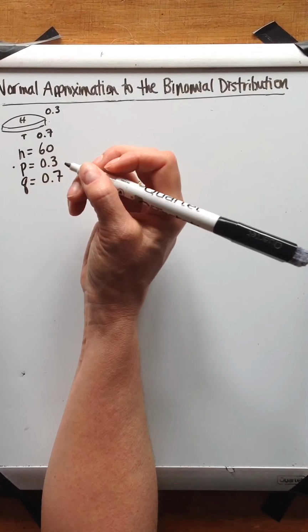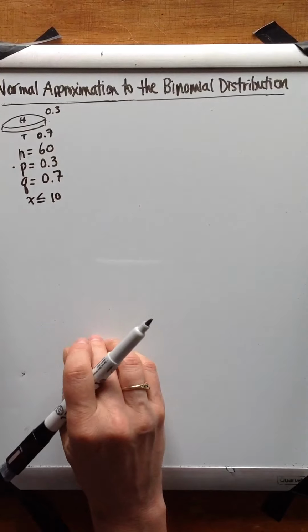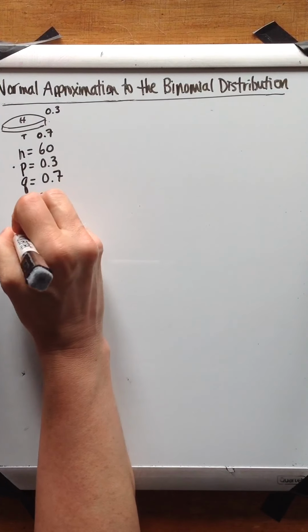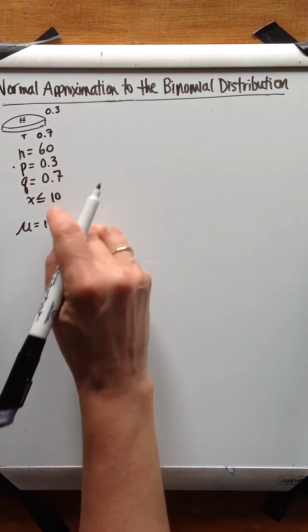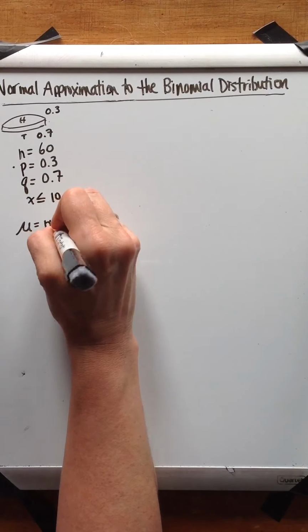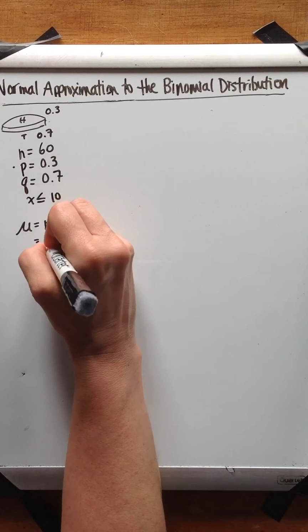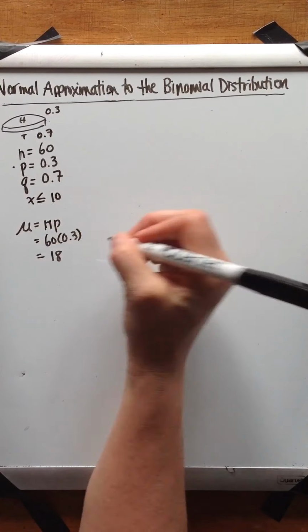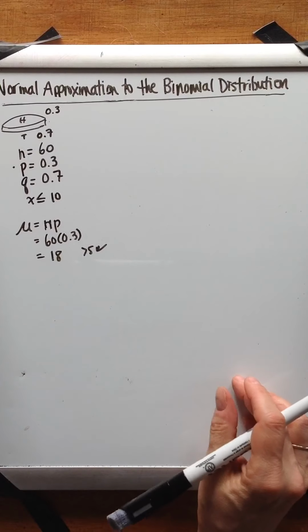In our first example, we are going to have 10 or fewer heads, so it means the value of 10 is included. We need to find the mean, which is n times p. It's the expected value for binomial. And we can also see if it's greater than 5 here too. So 60 times 0.3 gives me a value of 18. It is greater than 5, so we're good to continue on to the next step.